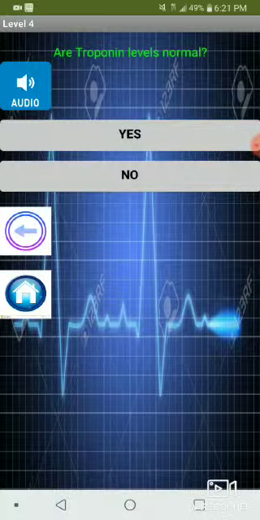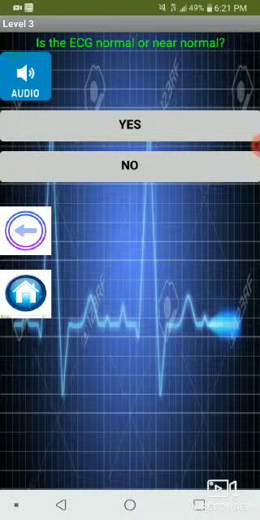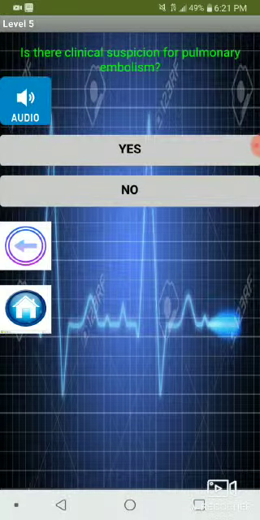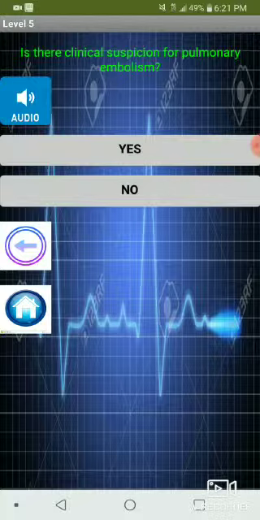As you could see on our app, we can go back to the lower level, or we could go home. If we go back, because in each place we said yes or no, we go back to level 2 where we had the patient in the beginning. Does he have a typical or atypical pattern? If we say no on this one, it would take us to another level, level 5, and a question shows up: is there clinical suspicion for pulmonary embolism? That question will come up again with the clinician or the patient, or the nurse taking care of the patient.